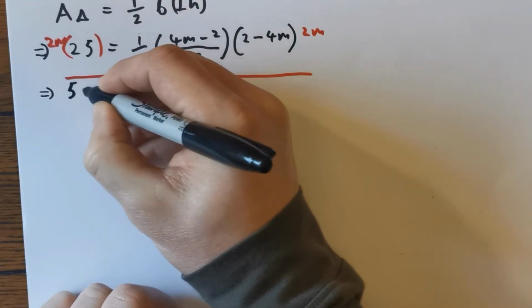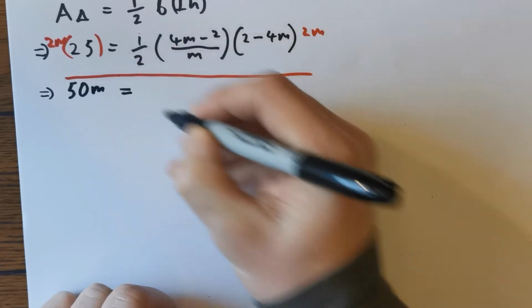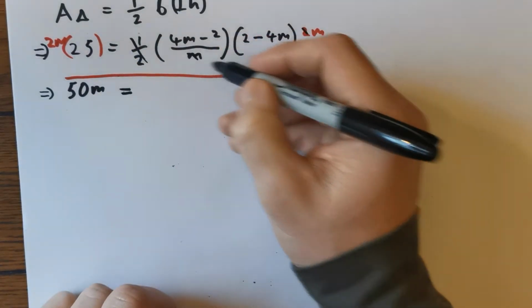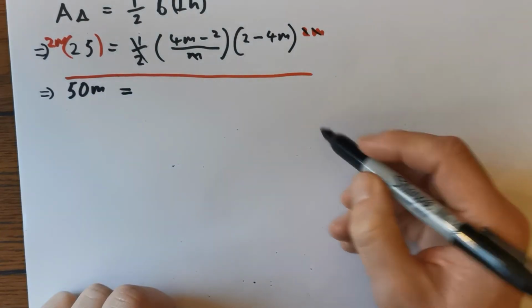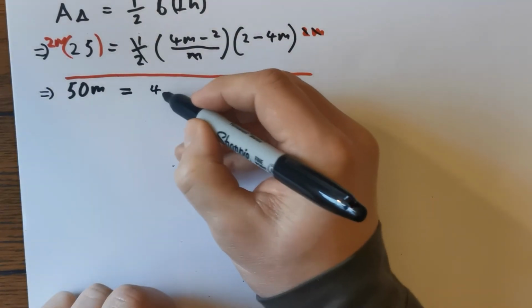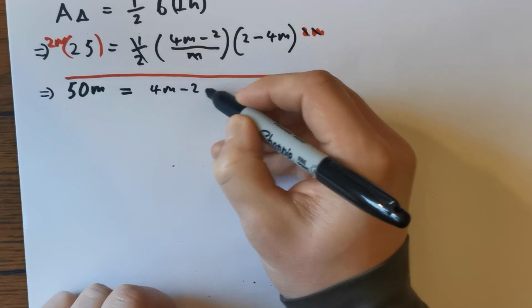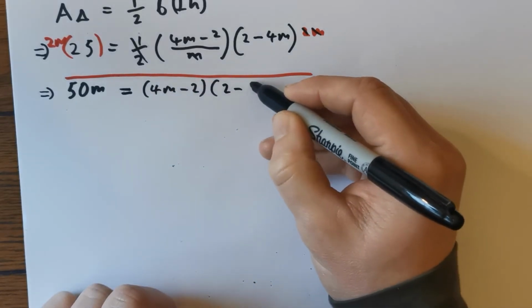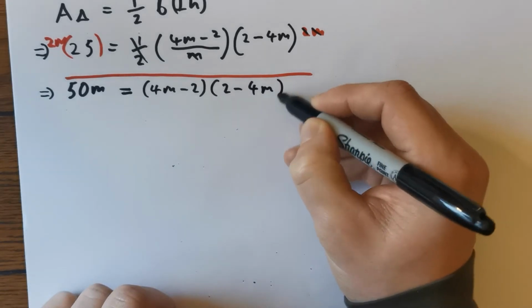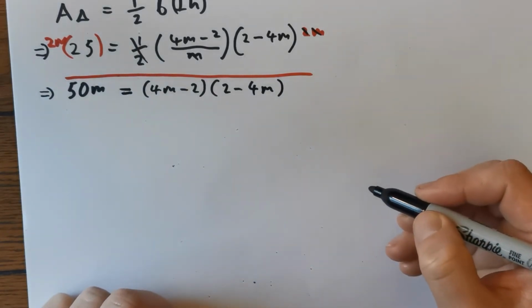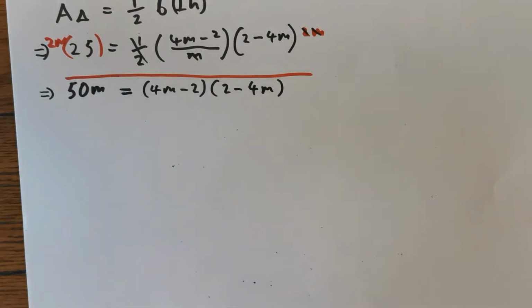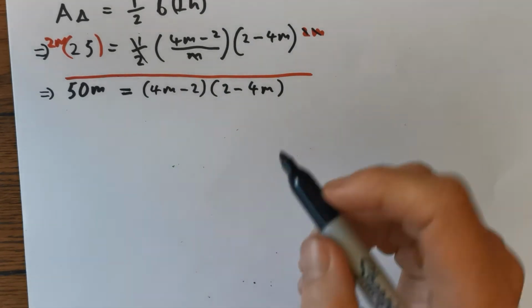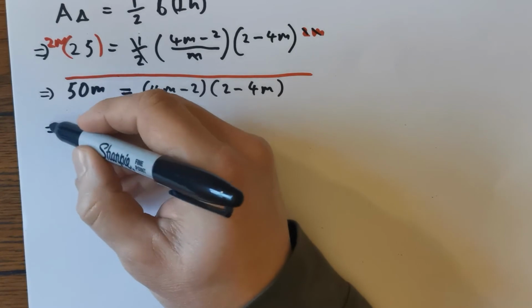On the left hand side, I'm going to get 50m. On the right hand side, well, the half will cancel the 2, and that division by m will cancel that out. So we're going to have 4m subtract 2 times 2 subtract 4m. Okay, and we're going to just multiply all this stuff out. 50m on the left hand side.